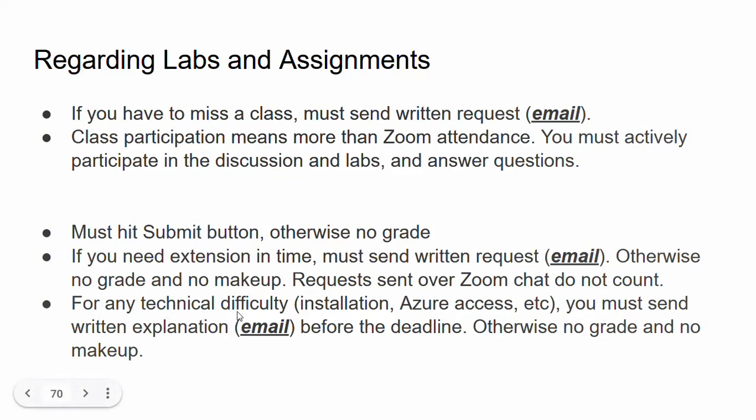For any technical difficulty, you must send a written explanation before the deadline too. When you do your lab or your assignment and you encounter technology issues, write the email to me right there, right then, before the deadline. Otherwise, it will not count. And that's another reason you need to do the lab and the assignment as soon as possible instead of waiting until the last minute before class.